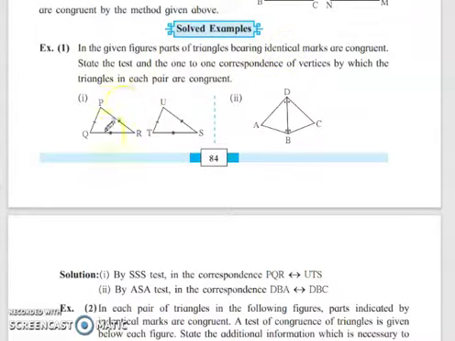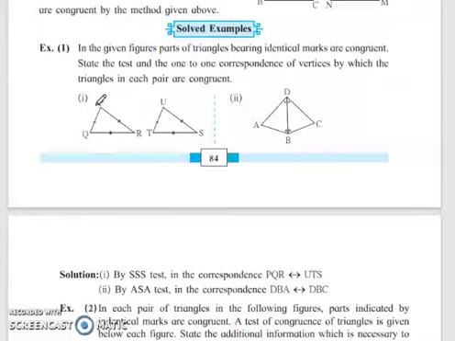We are given here two figures, and in those two figures the corresponding pairs of sides which are congruent to each other have identical marks. State the test and the one-to-one correspondence of vertices by which the triangles in each pair are congruent. That means we have to test whether the two triangles are congruent and by which test they are congruent, and we have to state the correspondence pairs of vertices as well as sides also.